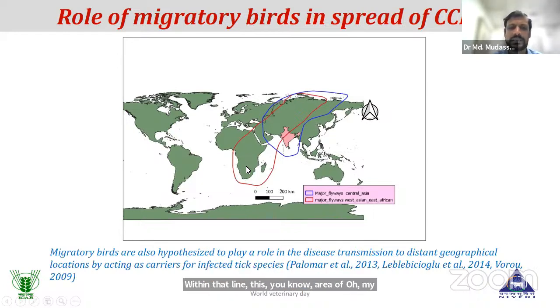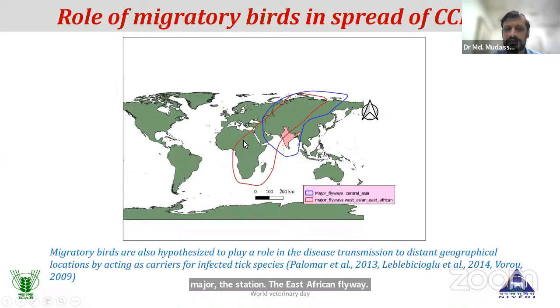So what they say is that infected ticks come from the endemic countries and enter India, and then the infected ticks drop off in some Indian states, and we can get the disease. This one pathway, in red, is the major West Asian East African flyway, and there is also one Central Asia flyway.